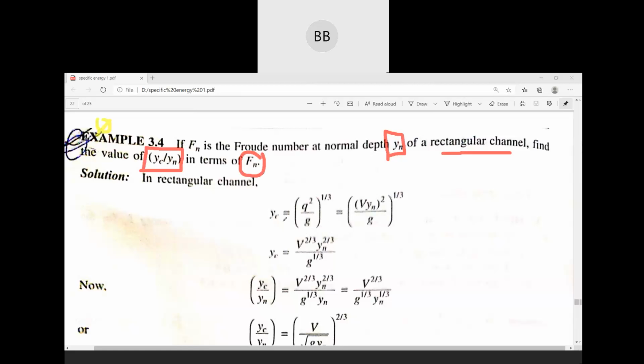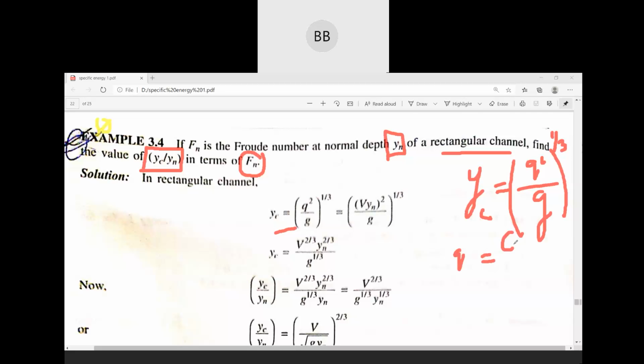So definitely first we are going to use the critical depth equation for a rectangular channel, that is Yc equals (q square divided by g) to the power 1 by 3. We are going to use this equation, and small q we all know is discharge divided by width of the channel.